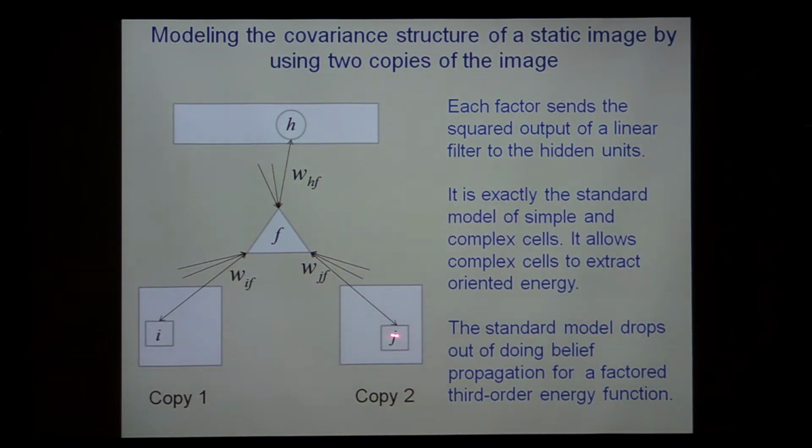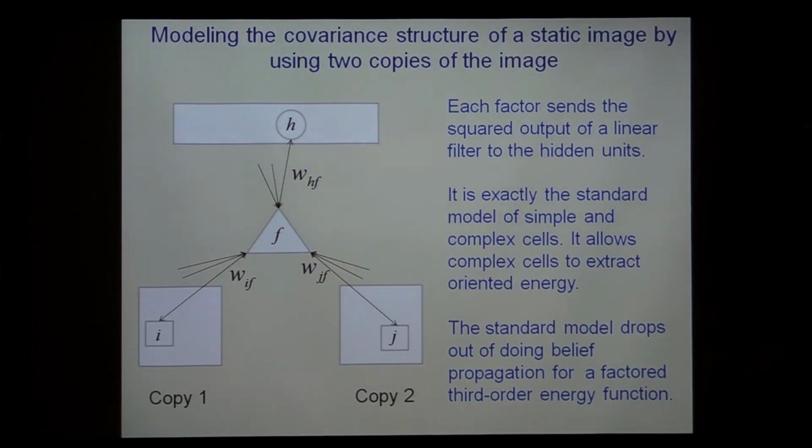I can't just reconstruct that holding this fixed. We'll come to that in a minute. I'm going to make these weights be the same as those weights because they're the same image. So this now degenerates into something where you take this linear filter and you square it and you send the output to the hidden units. That's a very standard model of images.